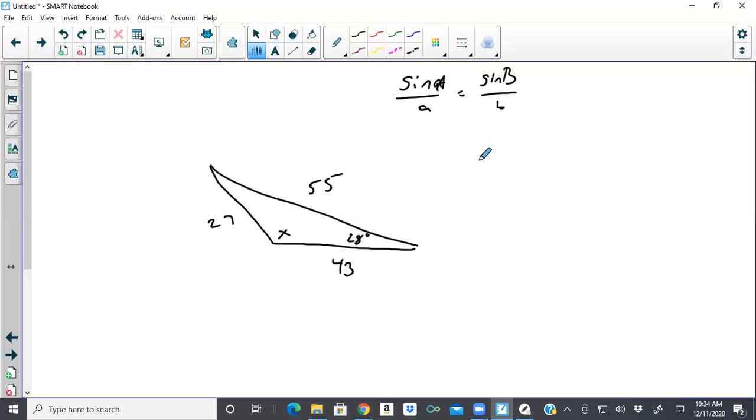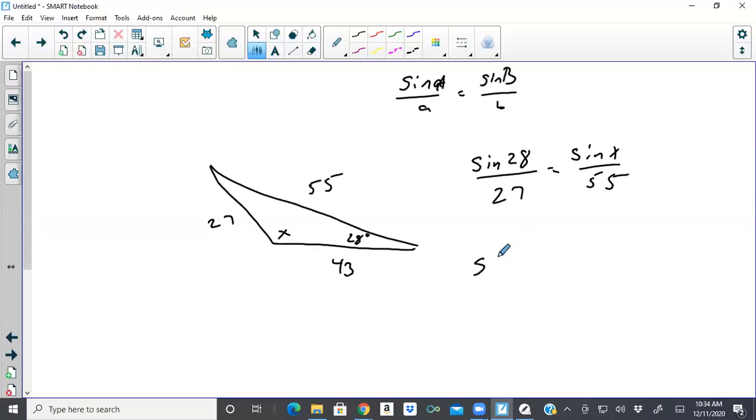So I would take sine of 28 over my one side length. Remember, you go with opposites. So sine of 28 over 27 is going to be equal to sine of x over 55. Now we would go through our whole process and we would be able to solve this entire thing very, very quickly and very, very easily.